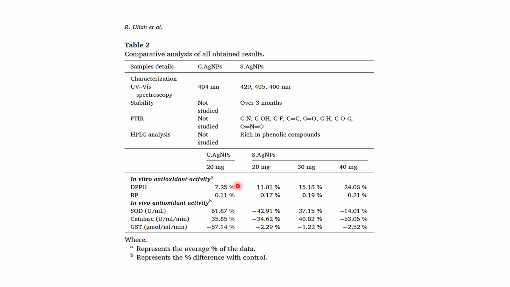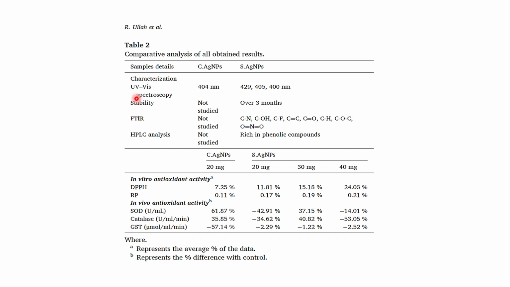So this is Table 2, a comparative analysis of all obtained results. For sample details, we have two types of sample: chemically synthesized silver nanoparticle, and Sedum adenotrichum silver nanoparticle. This is the green synthesized nanoparticle.